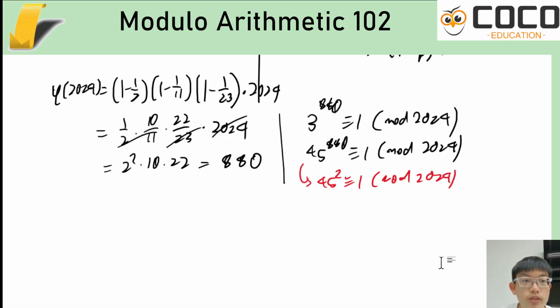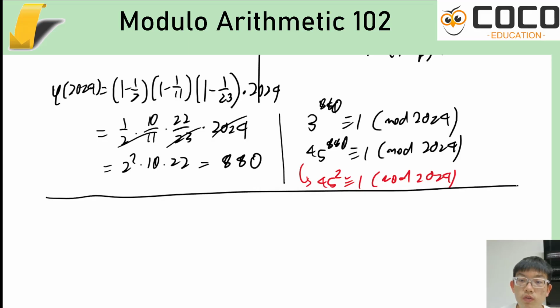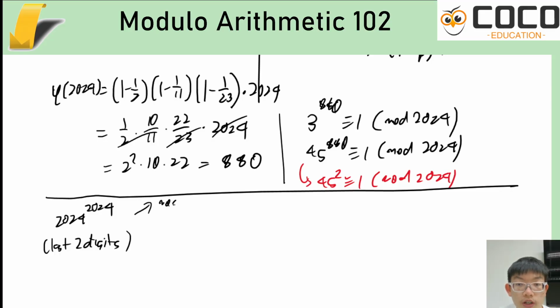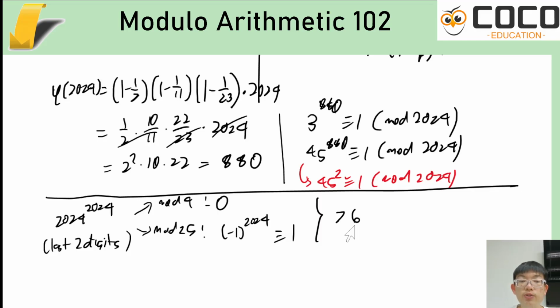Now, in the previous video, we saw the example of 2024 to the power of 2024 and its last 2 digits being very easy to extract, because mod 4 is 0 and mod 25, 2024 is just negative 1. But yeah, this would combine to 76 as the last 2 digits.